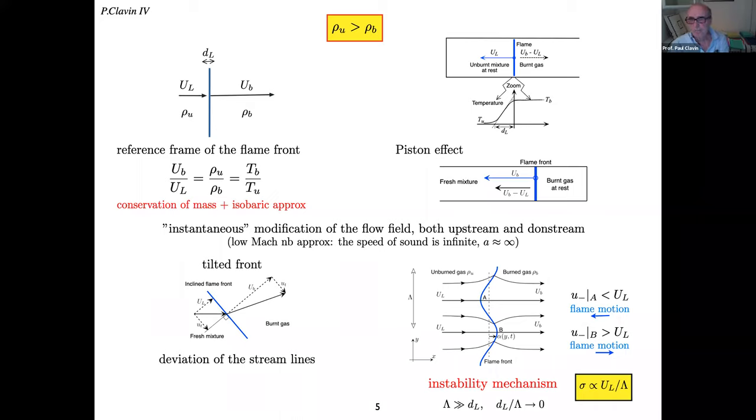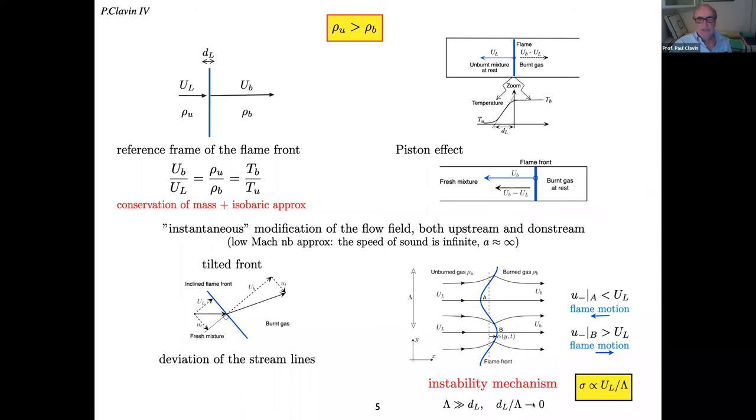So one has to keep in mind that one should have a wavelength of the wrinkle larger than the flame thickness, because you consider the flame thickness as zero. So we are working in this limit with the wavelength much larger than the flame thickness. This means that the limit that we have to look at is the limit where the flame thickness divided by the wavelength goes to zero.